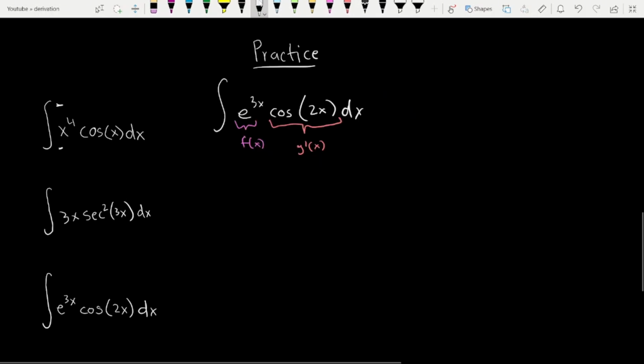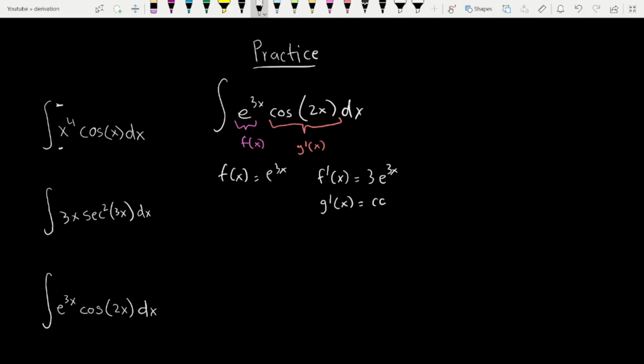So let's write my f of x over here, which is equal to e to the 3x, and if I differentiate this, I'm going to get 3e to the 3x, and then this g prime of x is going to be cosine 2x. What happens if I integrate this? When you integrate this, you are going to get positive sine. So you're going to get sine 2x over 2.